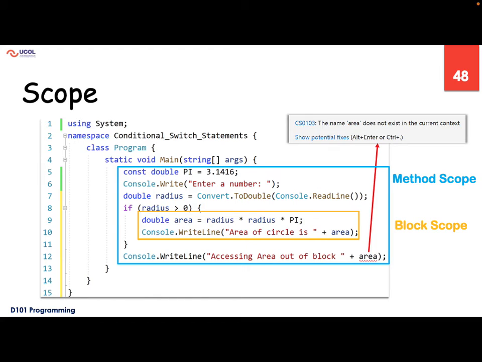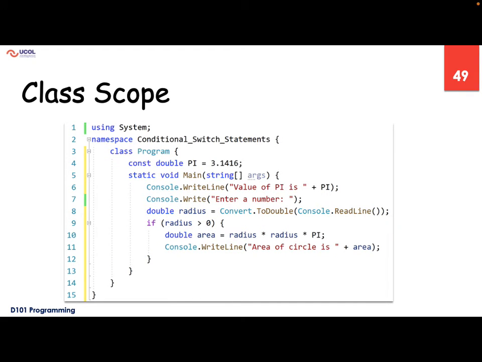We can access a variable from the upper level in the lower level, but from the lower level, can we go to the upper level? No. Within the block, can we go to the method level? No. Method to block? Yes, possible.